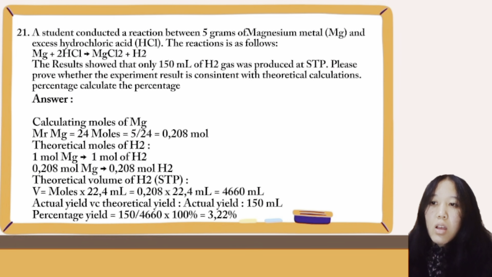Since actual yield equals 150 milliliters, percentage yield is equal to 150 divided by 4,660 multiplied by 100%, approximately 3.22%. The experimental result is much smaller than the theoretical value. This may be due to gas leaks, incomplete reactions, or equipment not being right.